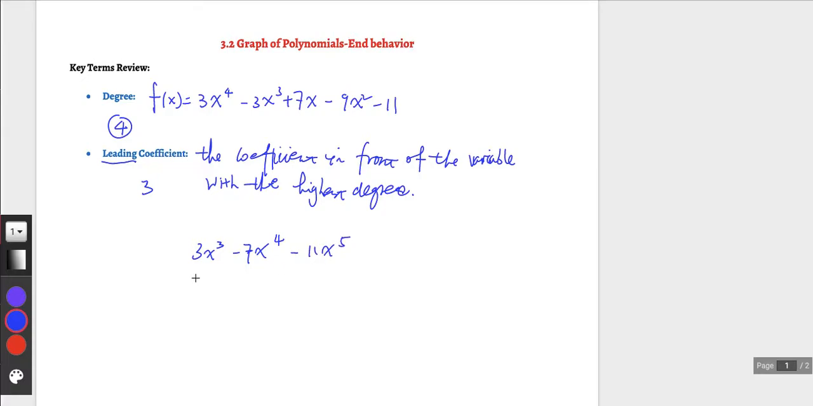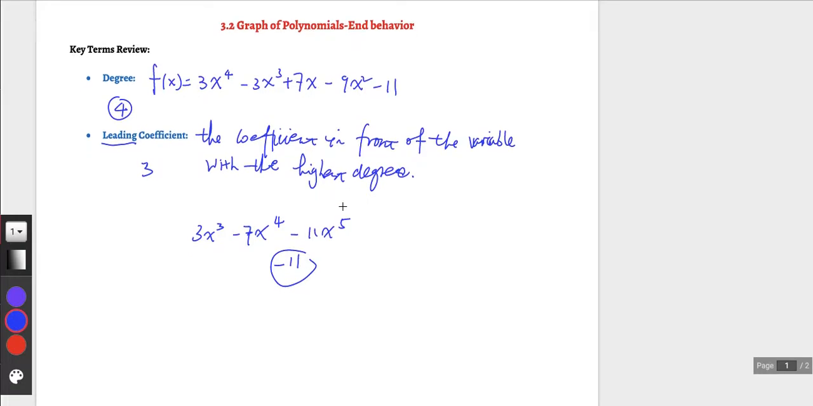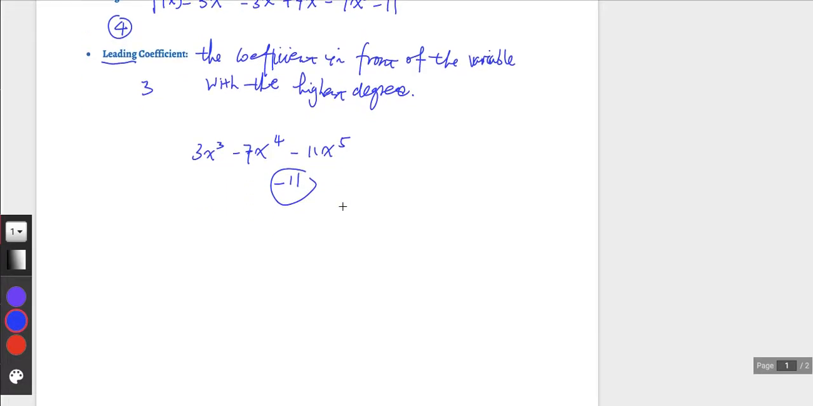The reason is, let's check this simple polynomial here. We have 3, 4, 5 as exponents, and the highest degree is 5, so the leading coefficient is going to be negative 11 in this case. So be careful. It's not always the first term, unless you rewrite it in standard form. Okay, so after reviewing these two terms, we are going to start talking about what actual pattern we can use to predict the end behavior of polynomials.